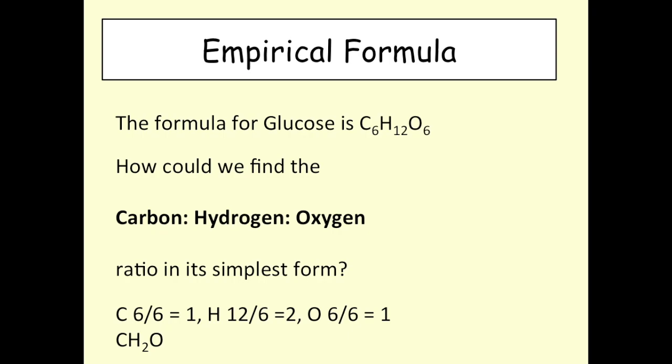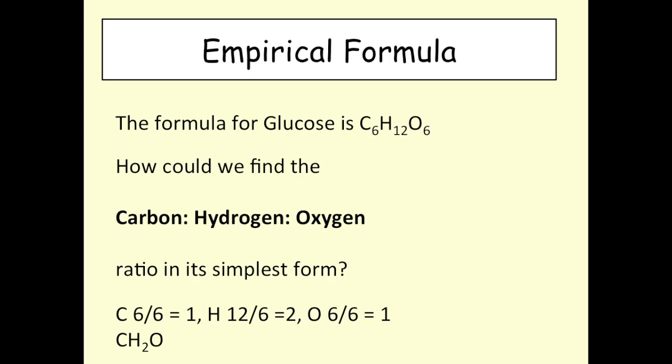Hydrogen, 12 divided by 6 is 2. Oxygen, 6 divided by 6 is 1. So when we do that, the simplest ratio we could get would be CH2O in terms of whole number ratio, and it's whole number ratio as close as possible that we're trying to get in empirical formula.